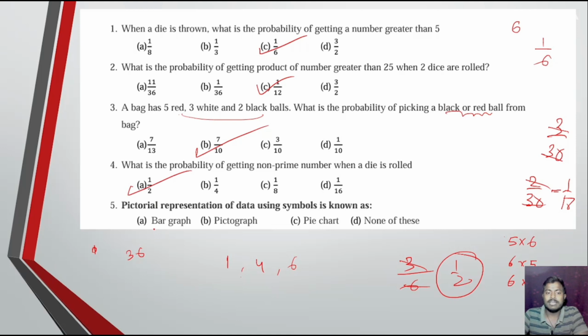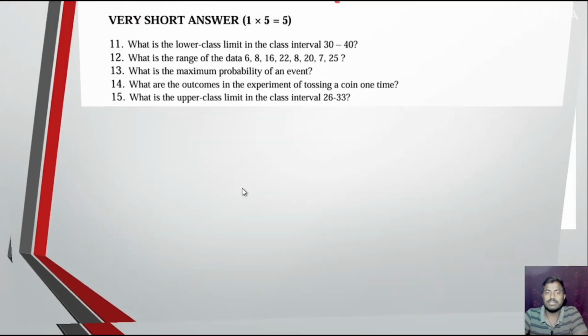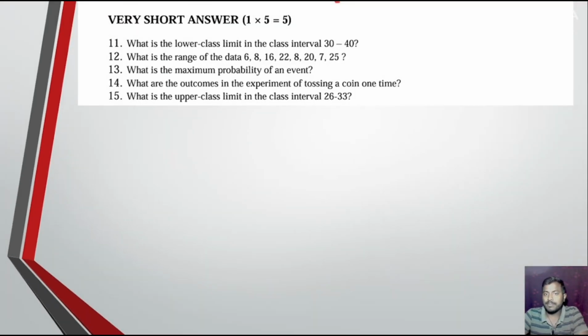Next question. Pictorial representation is known as a pictograph. Next question. What is the lower class limit in the class interval 30 to 40? That is 30. What is the range of the data? Range means maximum minus minimum. Here the maximum is 25, the minimum is 6. So 25 minus 6, that is 19. What is the maximum probability of an event? That is 1. Minimum is 0.